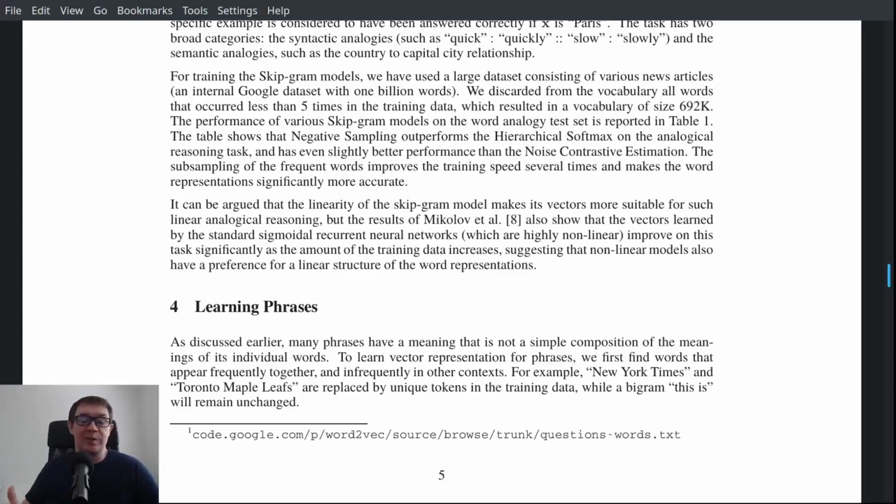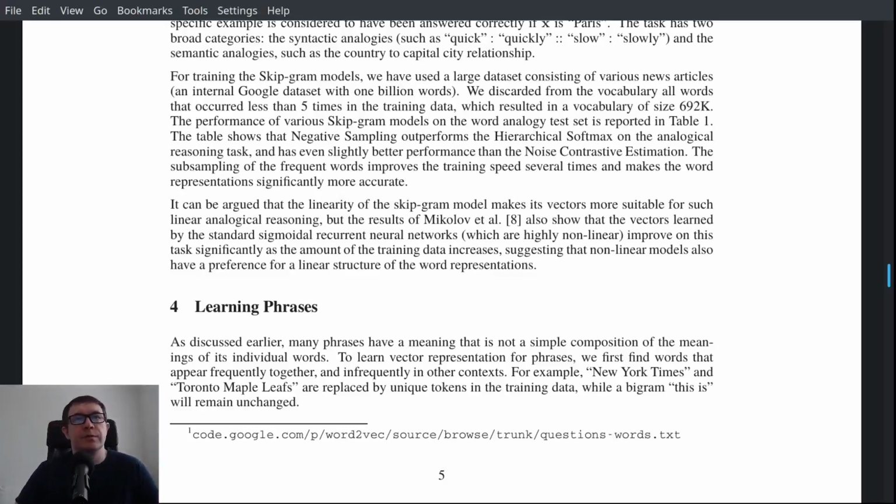In AI, it's a little bit different because they don't submit to journals. They put it up on the archive, and so it gets broadly viewed by the community and doesn't have that particular aspect, which is nice. There isn't as much infighting there, but you can kind of see the result of thinking along those lines here, and it says, it can be argued that the linearity of the Skipgram model makes its vectors more suitable for such linear analogical reasoning, meaning the differences between countries and capitals, for instance.